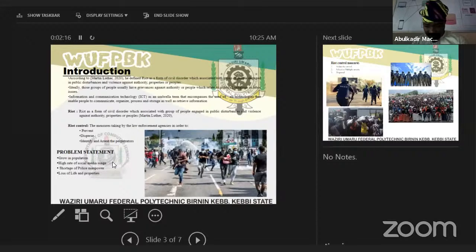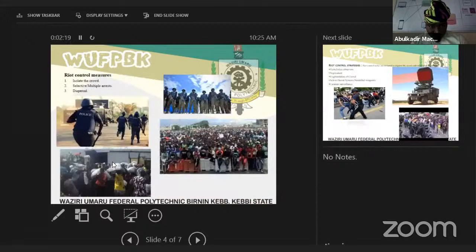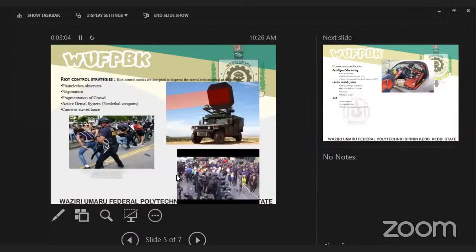If you look at it very well, the research was able to look at the measures used in riot control. One of the tactics is isolation of the crowd, selective or multiple arrests, and dispersal of the crowd. If the crowd is large, the security agencies may not be able to disperse it at once, so they may use tactics to fragment or isolate the crowd. Some of these tactics involve using ICT technology.